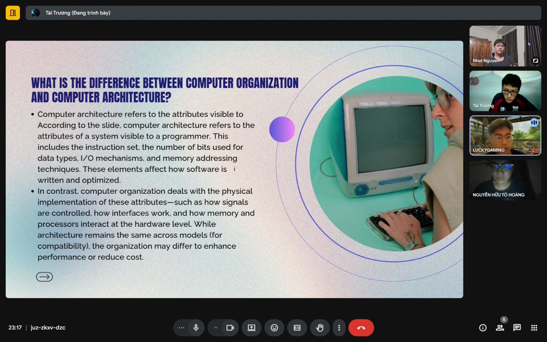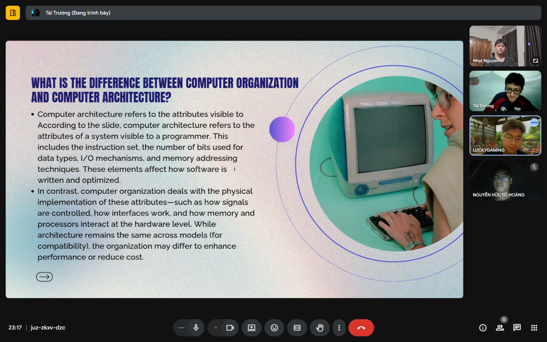In contrast, computer organization deals with the physical implementation of the attributes, such as how signals are controlled, how interfaces work, and how memory and processor interact at the hardware level. While architecture remains the same across models for compatibility, the organizations may differ to ensure performance and reduce cost.